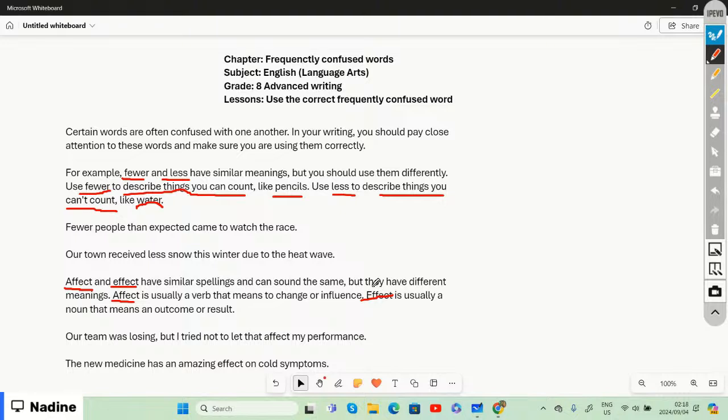All right. So if we look at these words, fewer and less, and the words affect and effect, these are frequently confused words, meaning that people usually use those words in the wrong sentences, in the wrong context, because you think that the word means the other word.